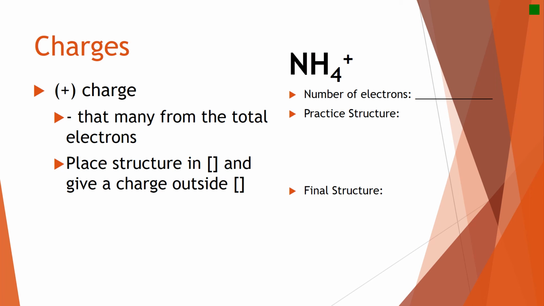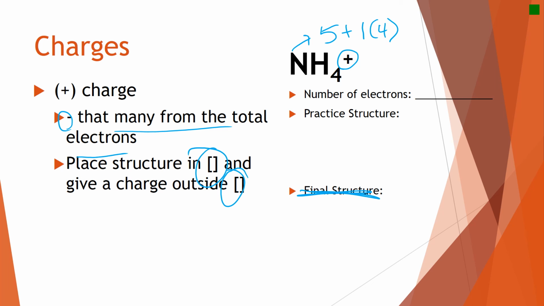With positive charges, all you're going to have to do is subtract that many from the total electrons. Once again, because it has a charge, you're going to place that structure in your brackets, and then put the charge outside of it. So in this case, we have NH4 positive, which is the only positive charge one that we'll really deal with in this class. N has 5 valence electrons. Hydrogen has 1, but we have 4 of them. And then I am going to subtract 1 electron because I have that positive 1 charge.